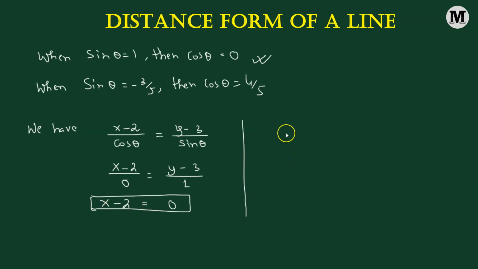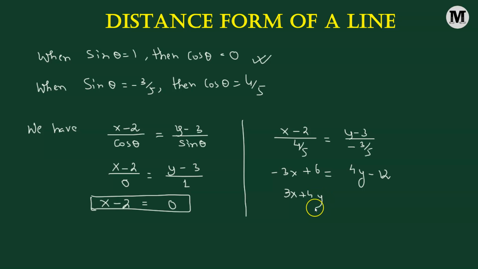And the other possibility is, if we have x minus 2 over cosine theta with cosine theta being 4 over 5, and then we have y minus 3 over sine theta, where sine theta is negative 3 over 5. So in that case, we are going to get negative 3x plus 6 equals 4 times y minus 12. So we get 3x plus 4y equals 18. So that is going to be the other possibility. This is going to be the other equation of the line. Right. So these are the two final equations.